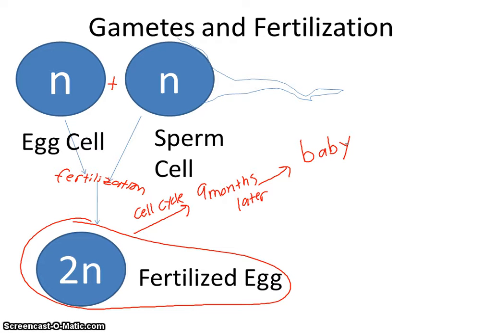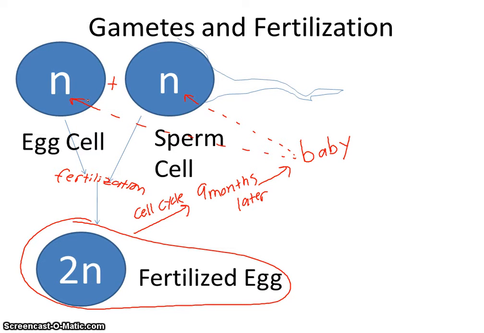The baby's DNA half came from dad through the sperm cell, and half came from mom through the egg cell. So that's how this works. Mom gives one allele for every single one of her genes in her egg cell. Dad gives one allele for every single gene through a sperm cell. They combine to make this new creature, which has half its DNA from mom and half from dad.